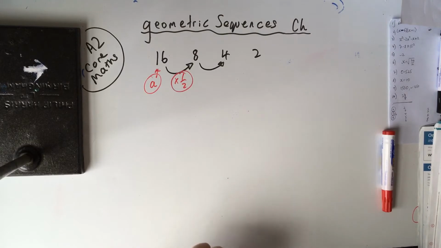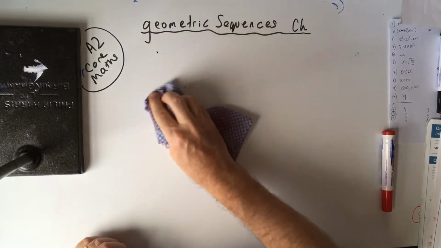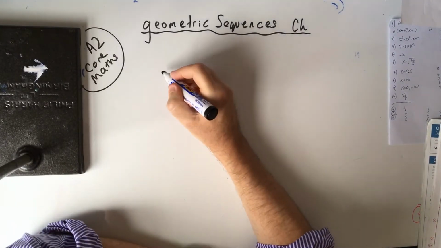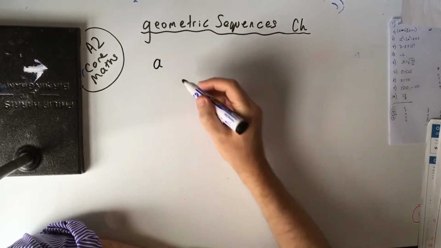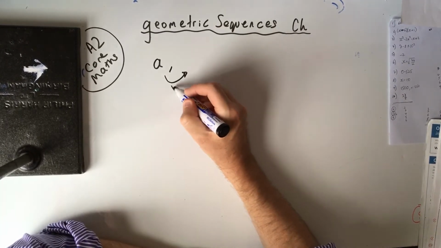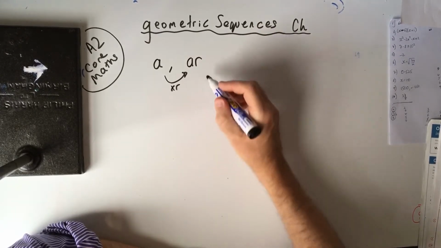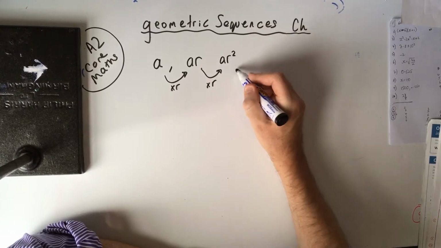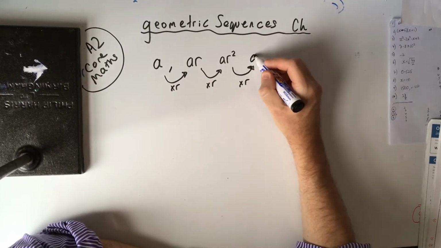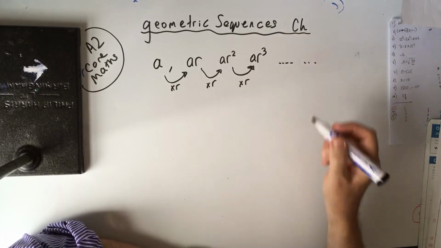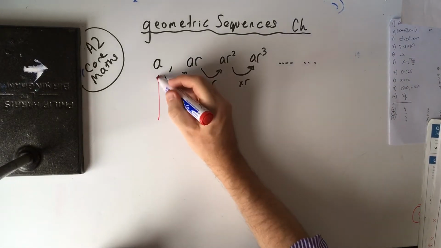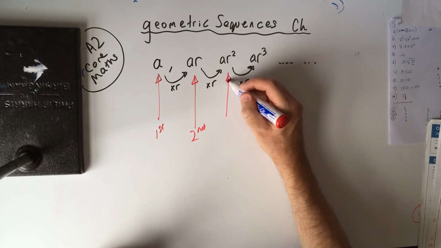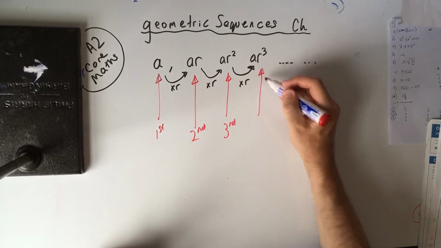Okay, so the first thing that we looked at was the nth term. So let's do the nth term. So a geometric sequence has first term A. The second term, we're going to times that by r, aren't we? So the next term is going to be AR, and then we're going to times it by r again. So it's going to be AR squared, and we're going to times it by r again, and it's going to be AR cubed, and so on and so on. Okay, so here we go. That's the first, that's the second, that's the third, and that's the fourth.